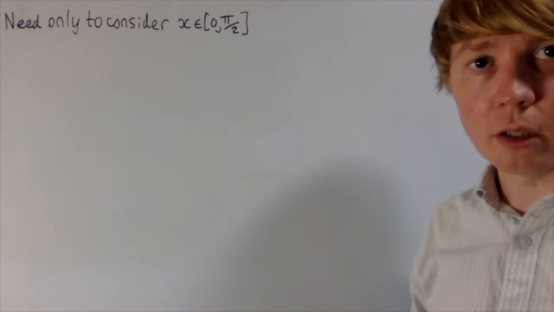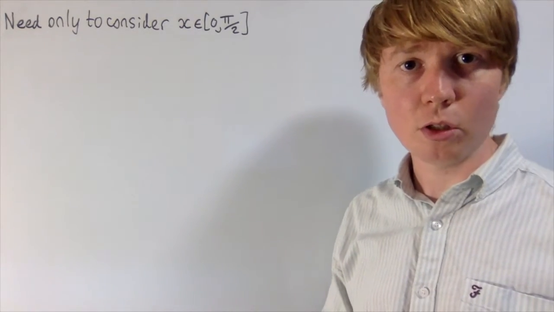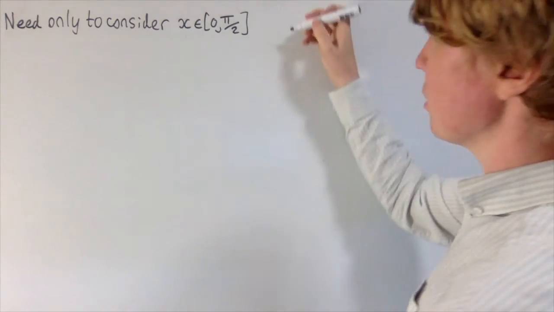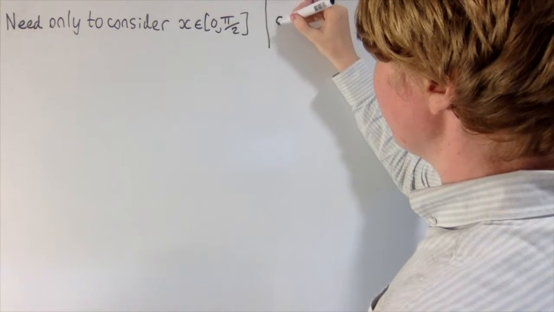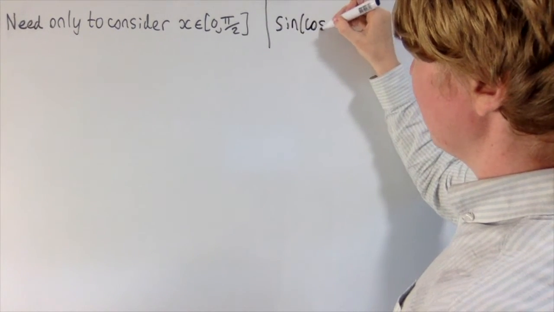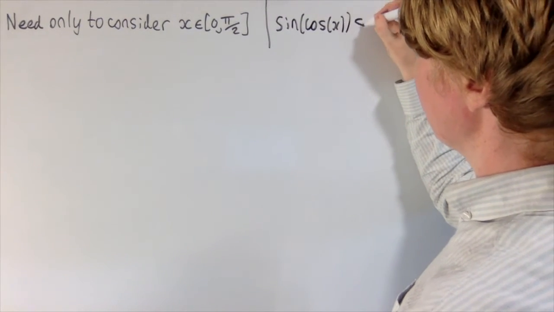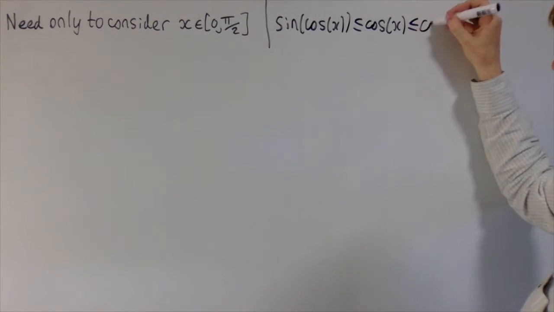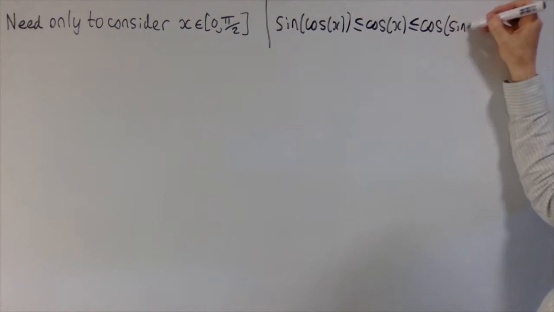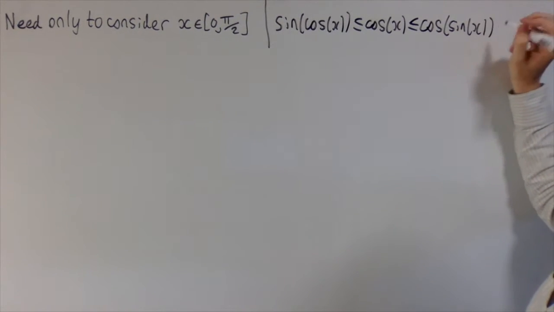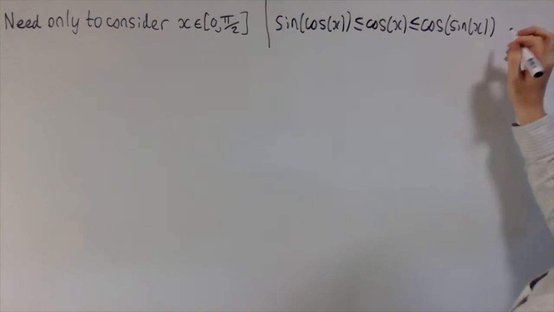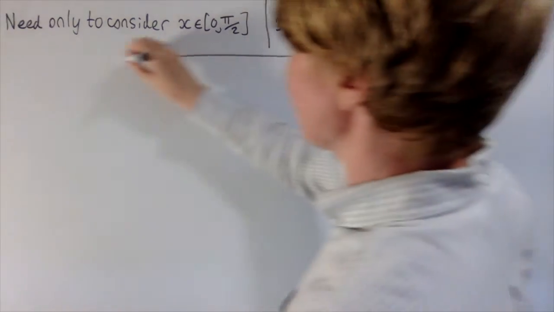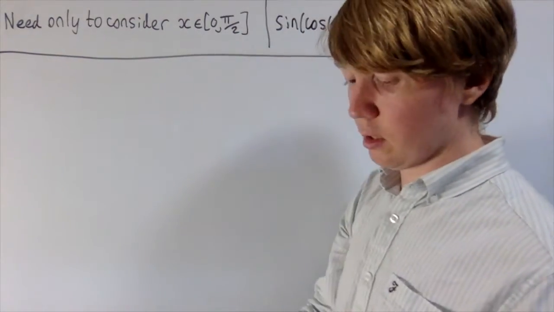Now, to prove the inequality, I'm actually going to split this up into two different inequalities, which is slightly easier to prove. So I'm going to prove that sine of cos of x is always less than or equal to cos of x in this region, and then we're going to show that this is less than or equal to cos of sine of x. And then this implies our inequality that we're hoping for, that sine of cos of x is less than or equal to cos of sine of x.